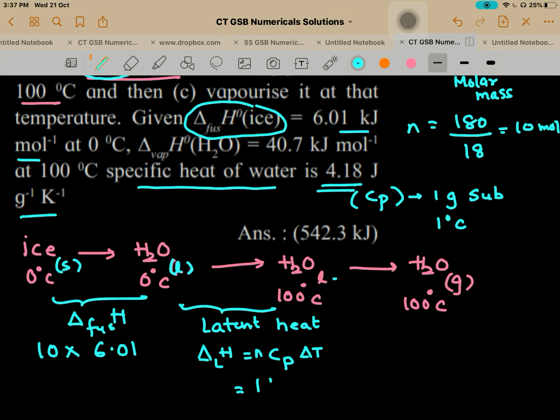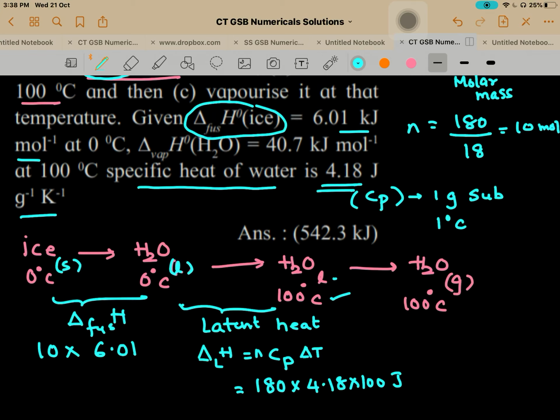Now how many gram of substance we are having? How many gram of ice we are having? 180. So instead of writing mole, I will take 180 because Cp is joule per gram. So for 1 gram, heat required is 4.18 to change the temperature by 1 degree Celsius. But we have got 180 gram of ice, so I'll multiply by 180, 4.18, and temperature change is how much? You see, this is 100 and this is 0. So 100 minus 0 is 100. This value you'll get in Joule.